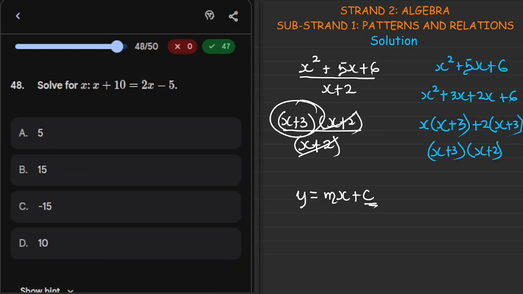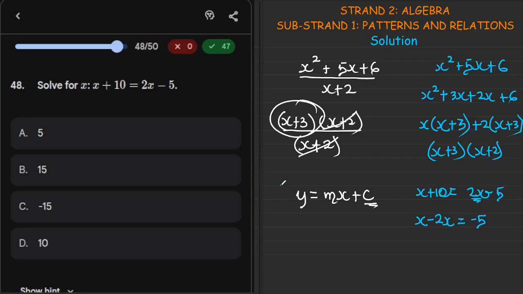So let's look at question number 48. It says we are to solve for x, where x is such that x plus 10 equals 2x minus 5. So we have x plus 10 being equal to 2x minus 5. So what do we do? We group like terms. Let's keep our x's on the left hand side. So you have x, then this 2x comes to the left hand side to become a negative 2x. And we say it's equal to, we have our negative 5 here.